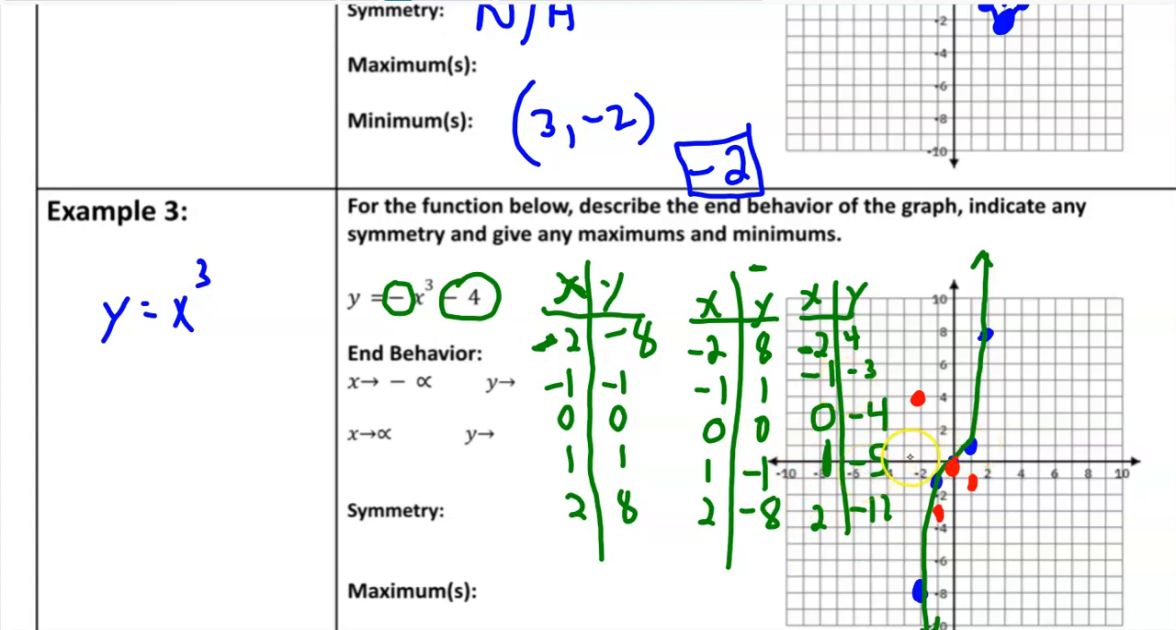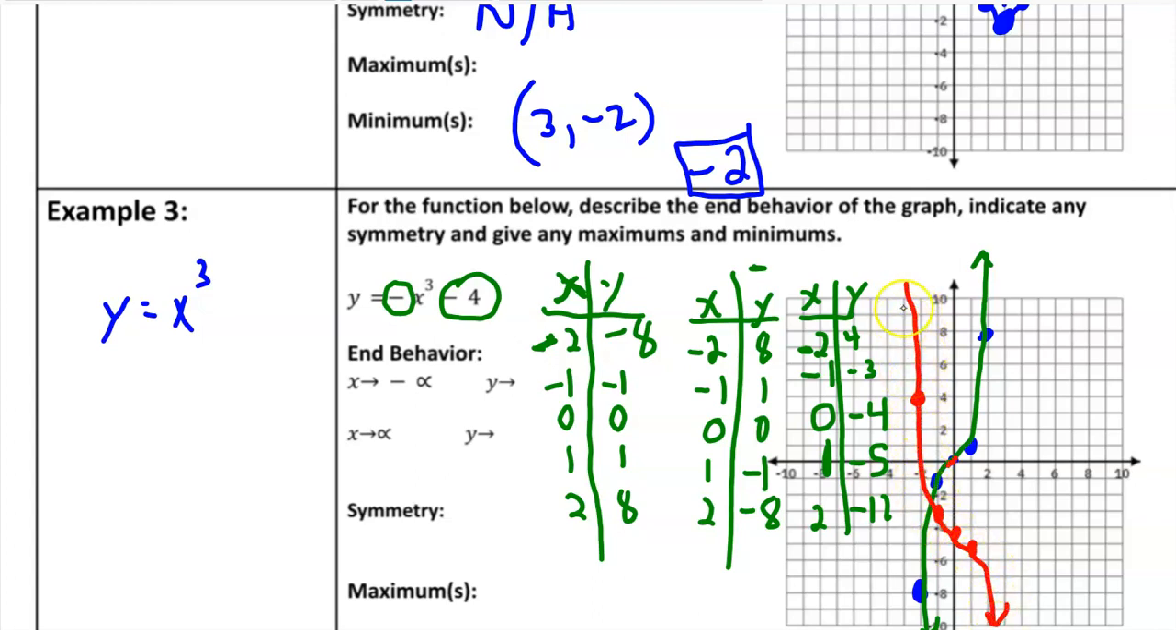So negative 2, 4. Negative 1, negative 3. 0, negative 4. That's what I did wrong right there. I knew I'd done something wrong there. 0, negative 4. 1, negative 5. There we go. And then 2, negative 12's off the page, just clear down here somewhere. Can't see it. So my graph's going like this.